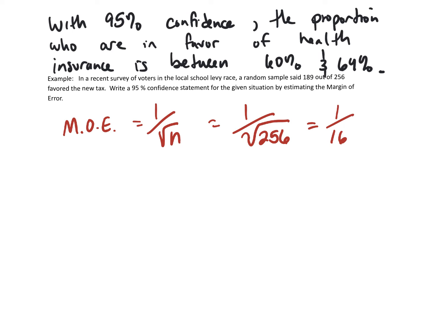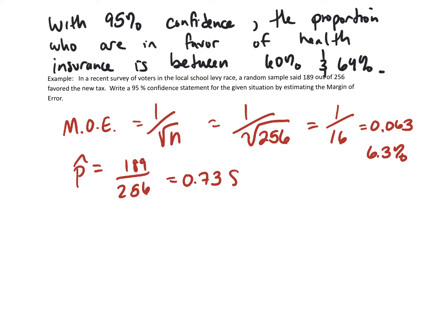So 1 over the square root of 256 is 0.03. Oops, I missed a 0. 0.063, or 6.3%. Now, our actual p-hat, our actual sample proportion, was 189 out of 256. 189 out of 256 is going to be 0.738, which is 73.8%.